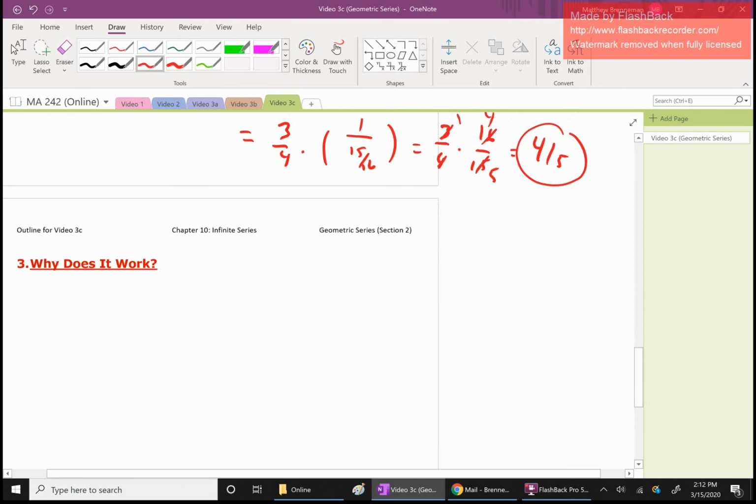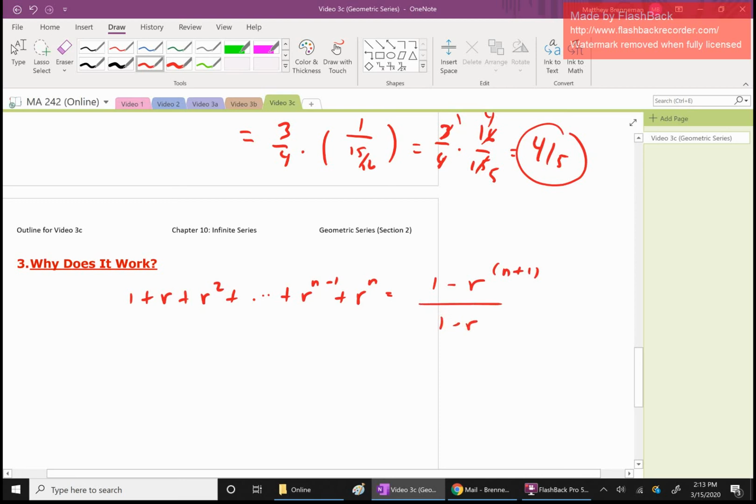Now, why does this work? So I showed you this in class, and I'll just mention this again. It's based on a nice little result that says 1 plus r plus r squared plus dot dot dot plus r to the n minus 1 plus r to the nth is equal to 1 minus r raised to the n plus 1 power over 1 minus r.